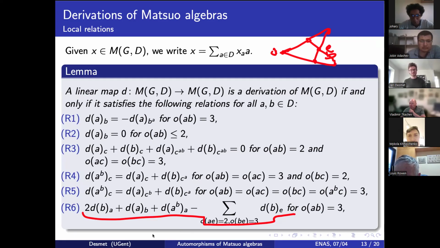First of all, thank you very much for this interesting talk. Then I just want to ask, could you give an example of a Matsuo algebra which is isomorphic to some commonly known algebras, like matrix algebras or stuff like that?